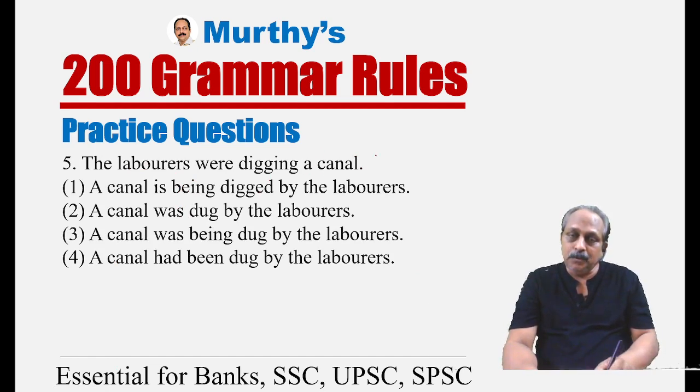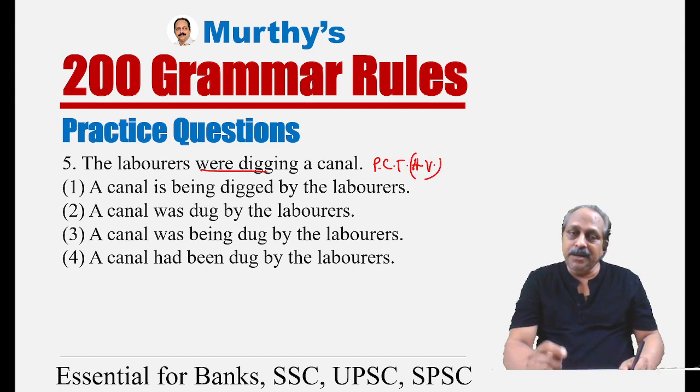The laborers were digging a canal. At the outset, you have to know the tense. Which tense is this? Past continuous tense. They were digging a canal. And active voice. Any continuous tense in passive voice, one word is compulsory. Which one is that? The word being. How many options have the word being? First, identify. Here you don't see being, so ruled out. Here you don't see the word being, ruled out.